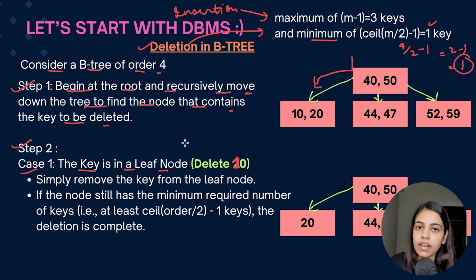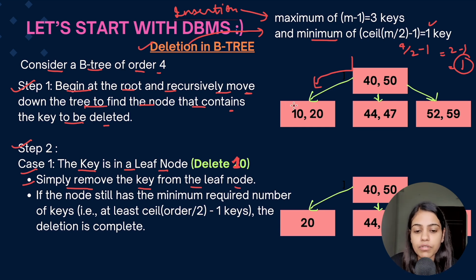So we have to consider a case where we have to delete a key which is present in a leaf node. So first one is simply remove the key from the leaf node. What we have to do is first search for the key which we need to delete, that is 10. So we'll come here and we'll see the root is 40 and 50. So the key, that is 10, will be less than 40. So we'll come in the left and here we have found the 10.